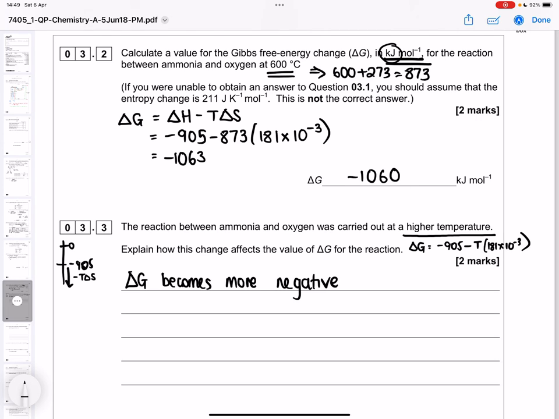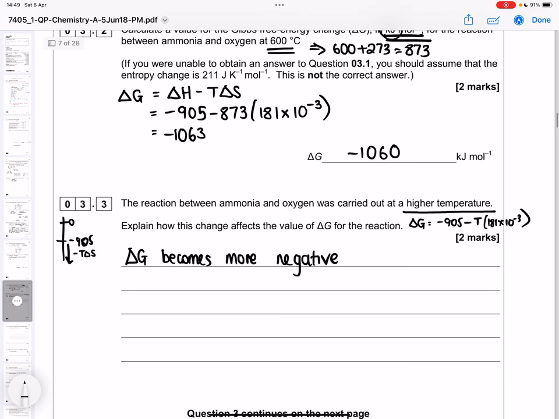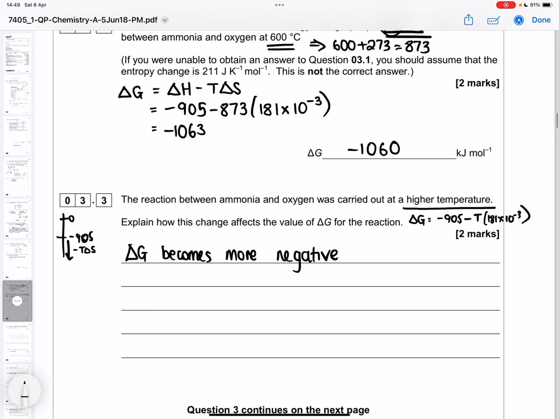Because, I should probably say it as, T delta S gets bigger.